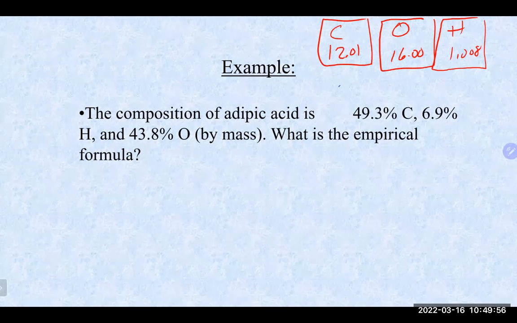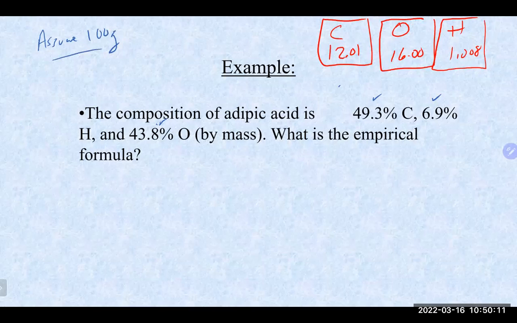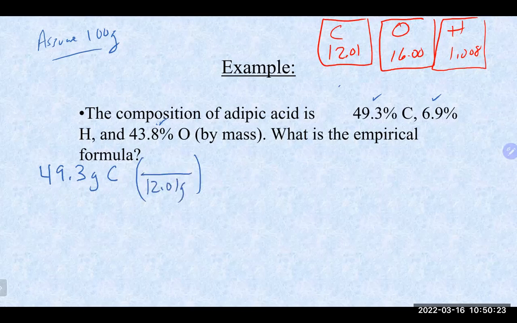Quickly taking a peek at the percentages, they do add up to about 100%. That is good. That also means, like we talked about before, we could just assume that we have 100 grams of everything. That will turn our percentages into grams, keeping the numbers the same. That means we technically would have 49.3 grams of carbon, which we would then convert into moles by dividing by 12.01. We would then have 6.9 grams of hydrogen, which we would divide by 1.008.